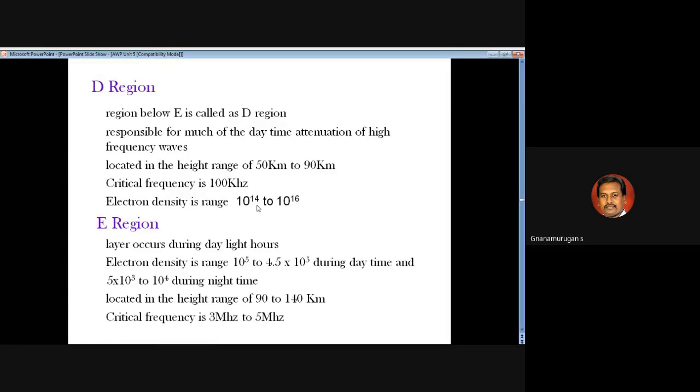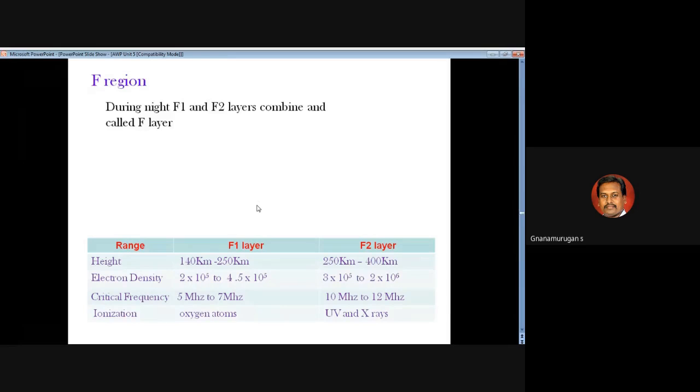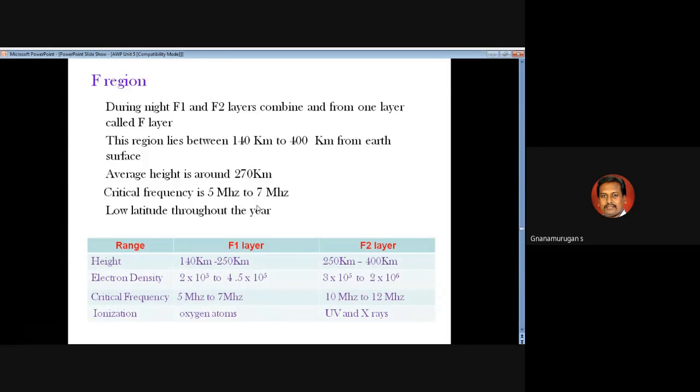The E layer occurs only at daytime. The electron density ranges differ for daytime and nighttime. The daytime range is 10 to the power of 5 to 4.5 into 10 to the power of 5, and the nighttime range is 5 into 10 to the power of 3 to 10 to the power of 4. The height range is 90 to 140 kilometers. The critical frequency range is 3 megahertz to 5 megahertz. And next one is the F region.